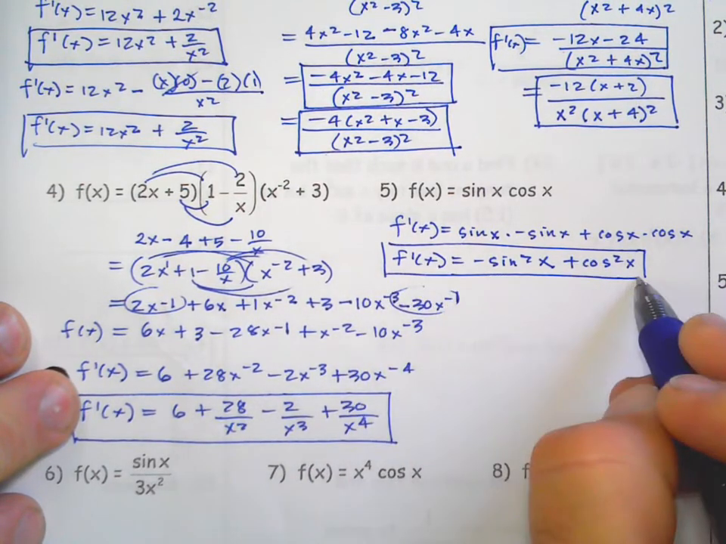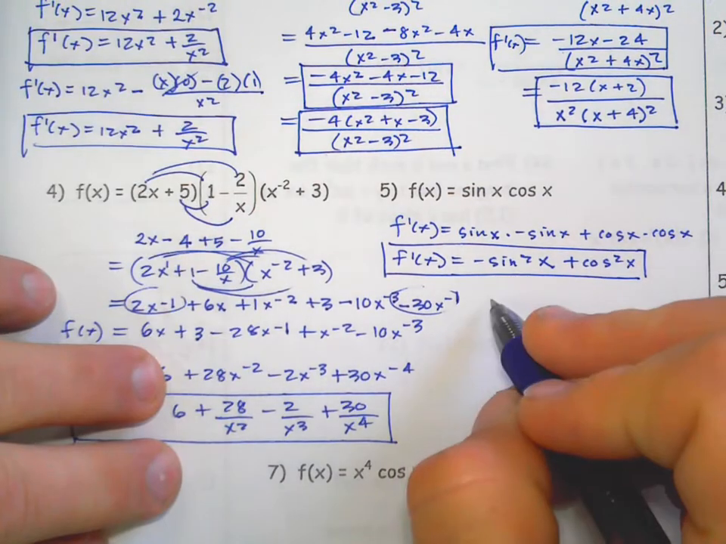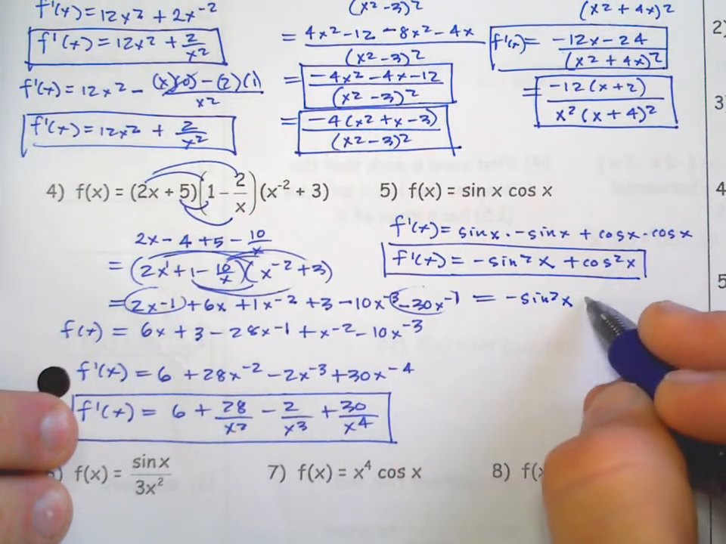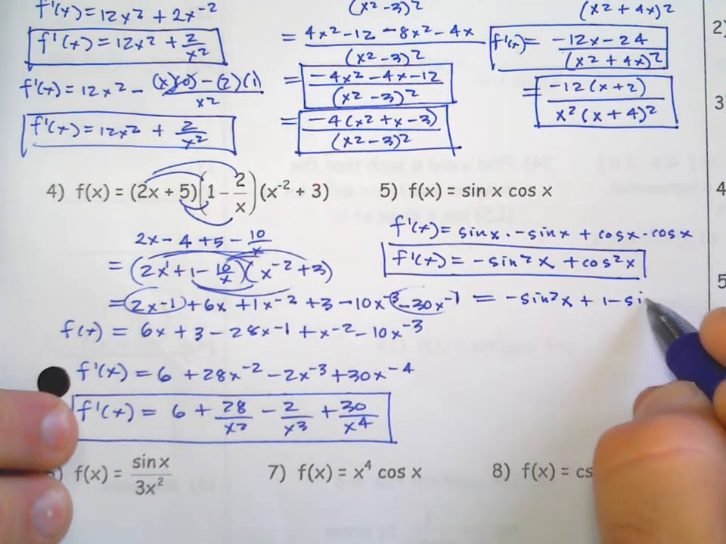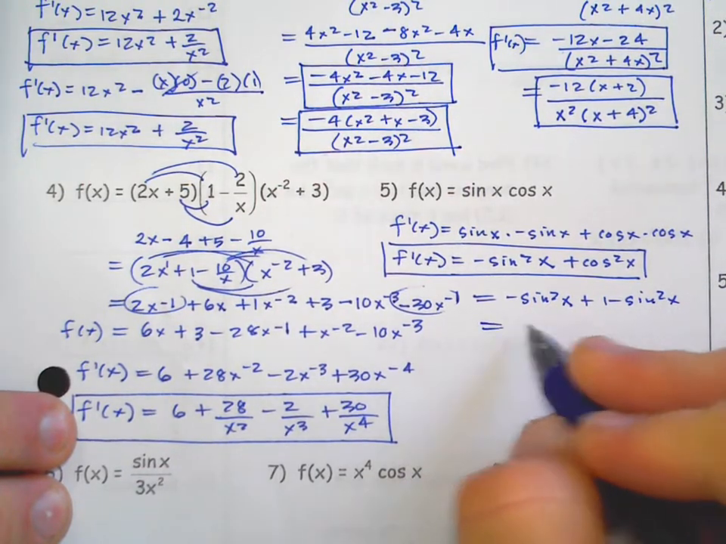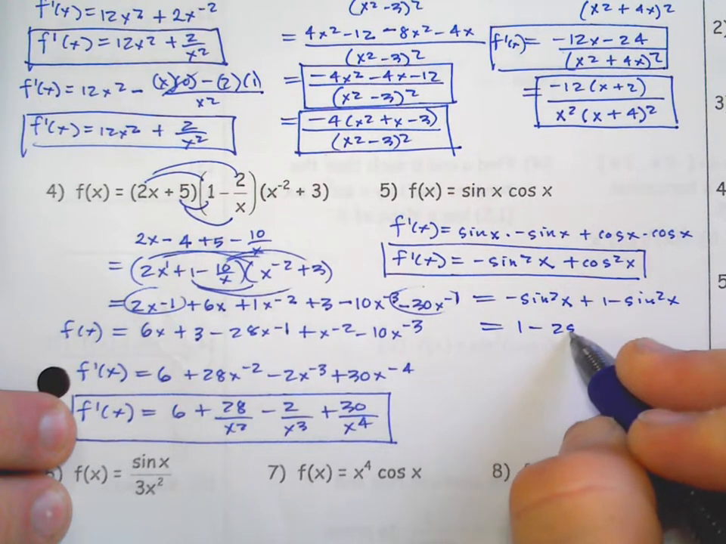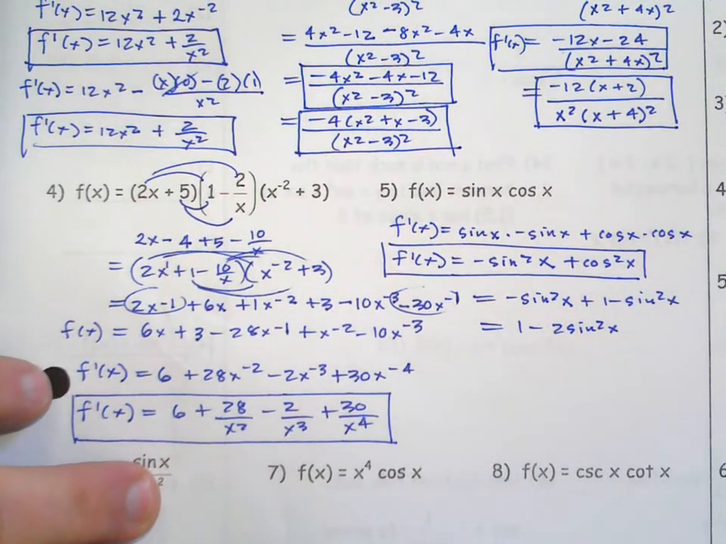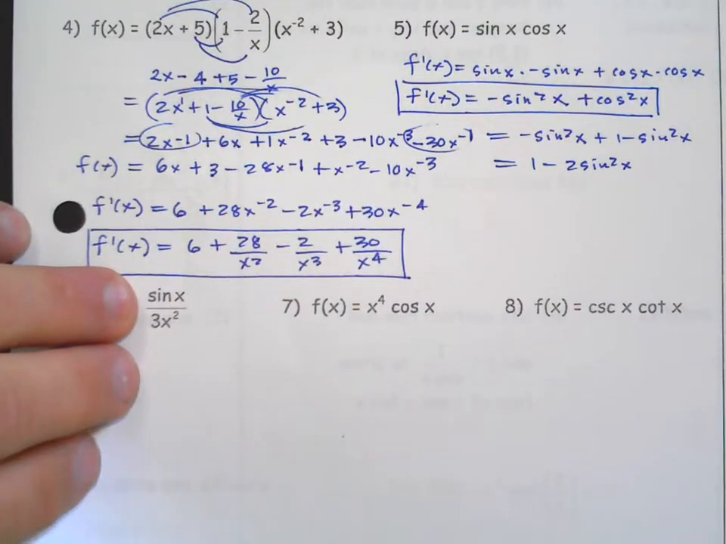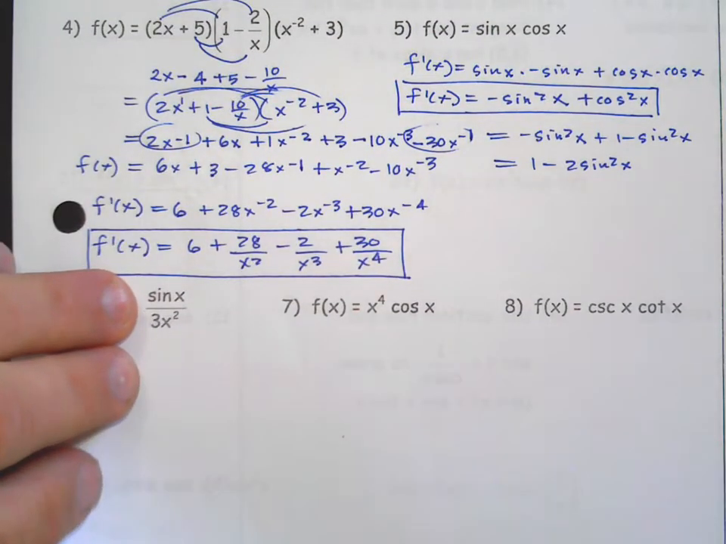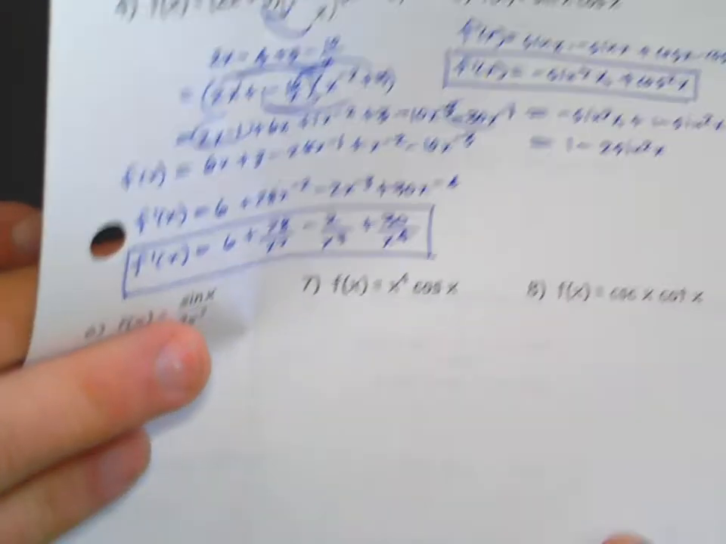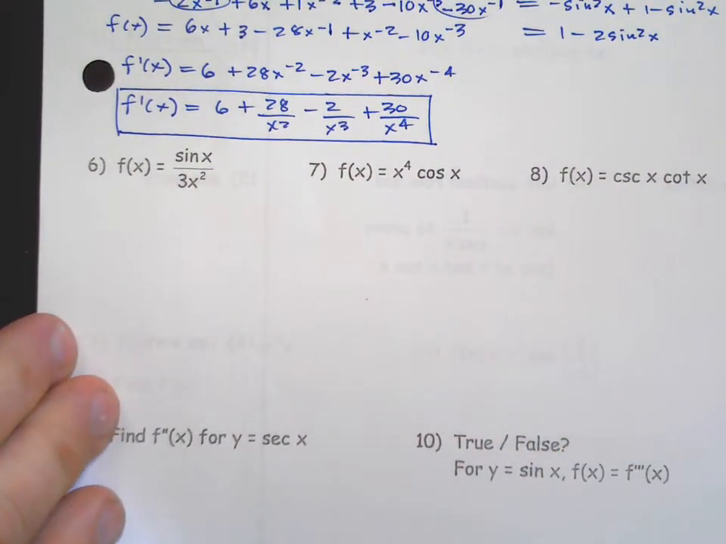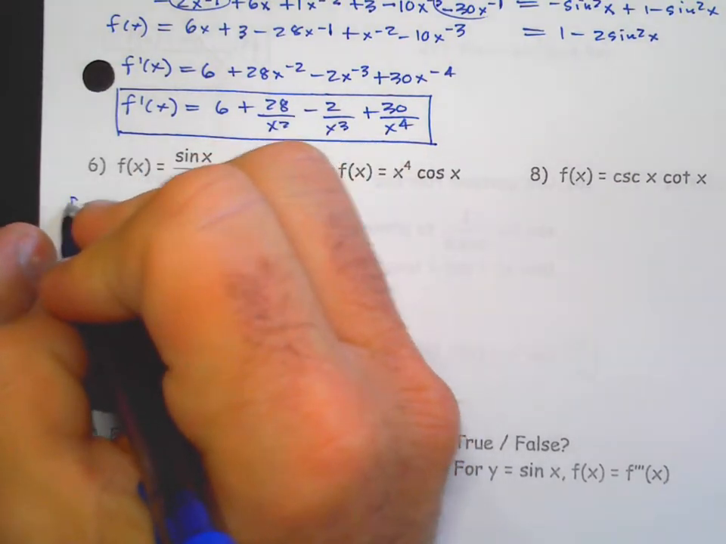I mean, there are ways that you could try and manipulate this, but it's totally unnecessary. If you're just thinking about it, cosine squared is 1 minus sine squared, so I guess you could write this as 1 minus 2 sine squared. But whatever, I don't care. I'm not looking for that. Or you could have changed it to all cosines, got rid of the sine squareds, but it doesn't really cancel anything out. Okay, number 6, I'm going to do quotient rule.